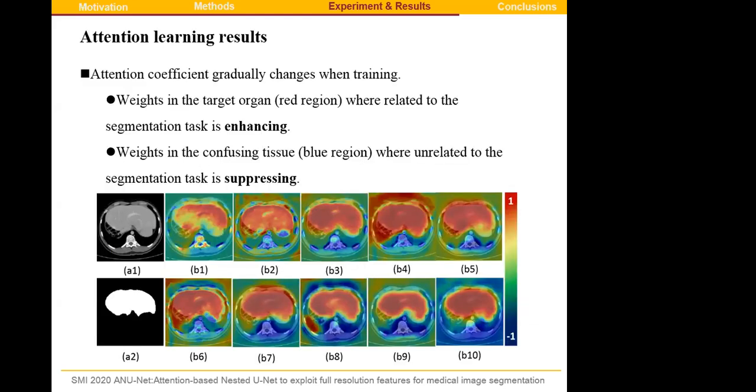So when it comes to the attention learning result, we can find it in the bottom figure. Figures B1 to B10 are the attention coefficients in the first layer of the attention gate in different training periods. We can find that the attention coefficient gradually changes during training. Weights in the target organs related to the segmentation task are enhanced, as we can see in the red region. And the other part, the blue region, means the weights in the confusing tissue unrelated to the segmentation task are suppressed.